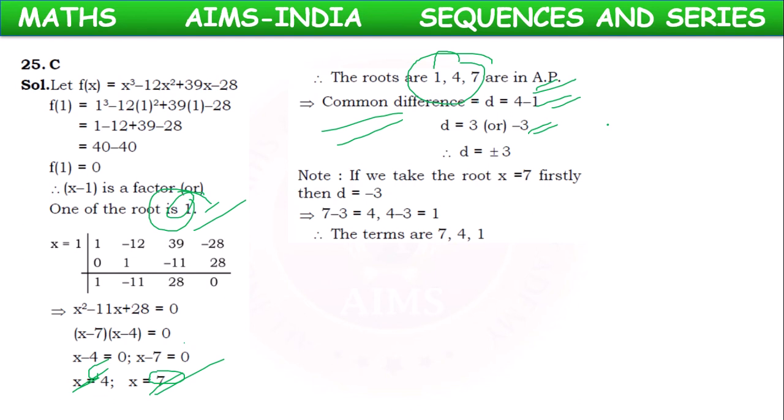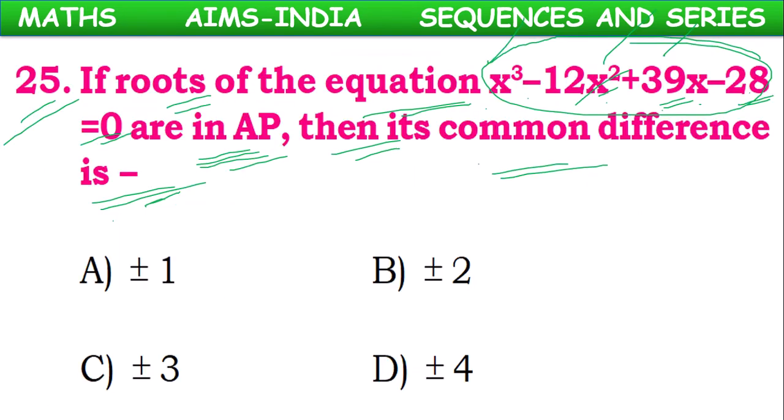But if you take terms as 7, 4, 1, then common difference will be minus 3. Okay. So that's why common difference will be plus or minus 3. So option C is correct.